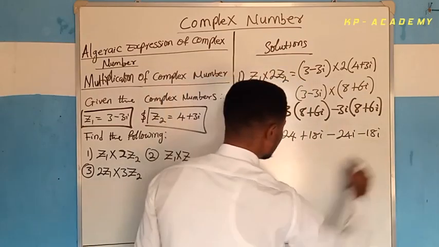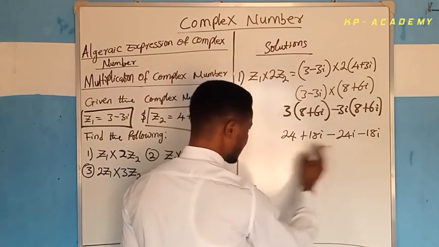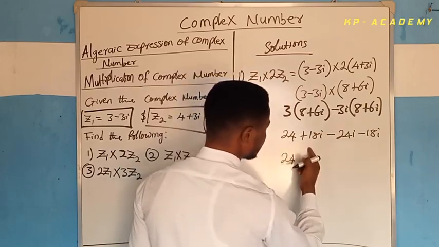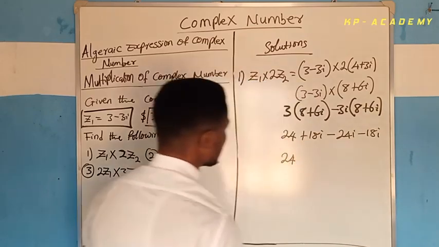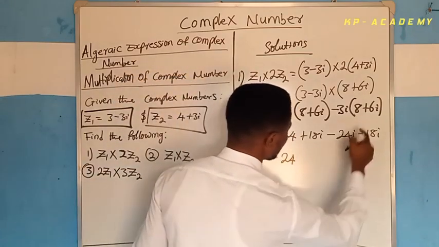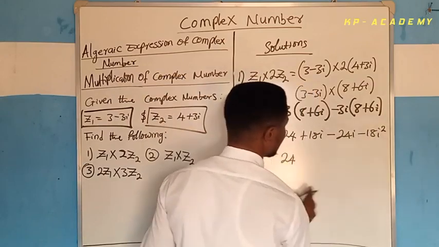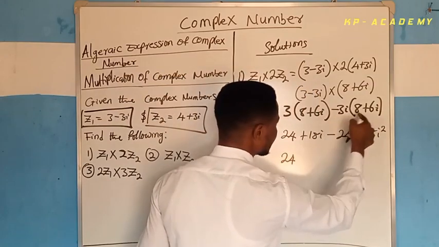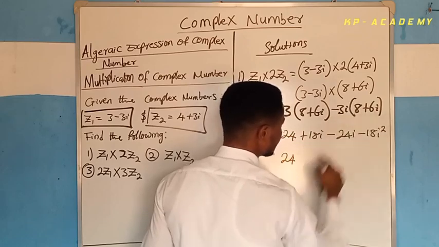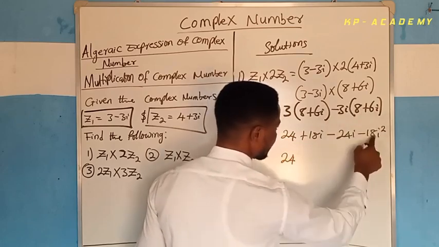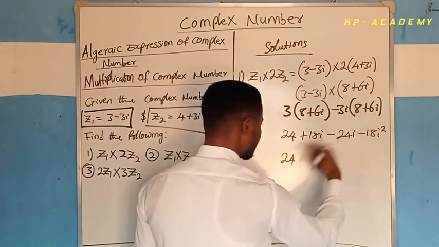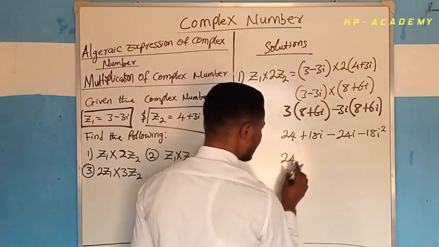Okay, so evaluating the whole of these things, collecting like terms now, I'll have 24, then, sorry, this one is going to be i squared, not i rather. So this is minus 3i times 8 gives me minus 24i, minus 3i times plus 6i, I have minus 18i squared. Okay, so collecting my like terms, I will have that.